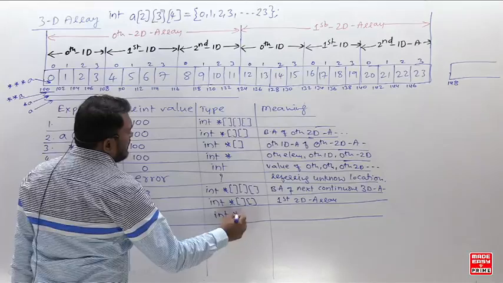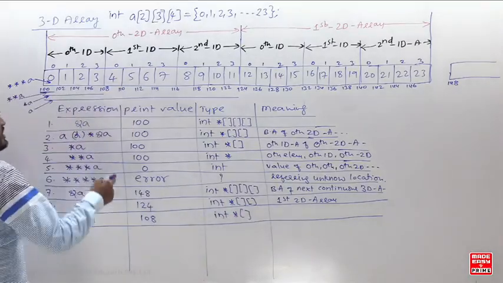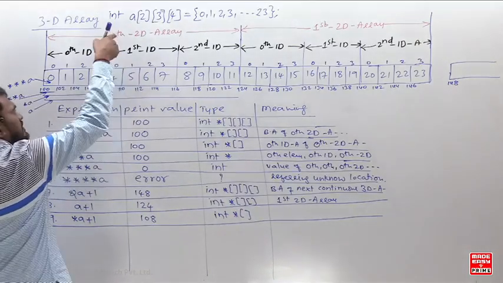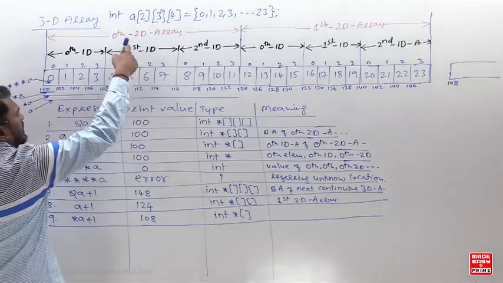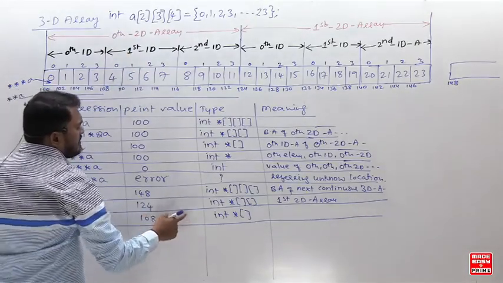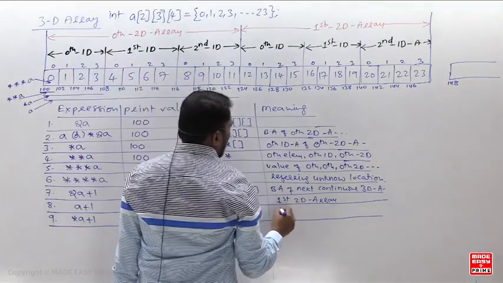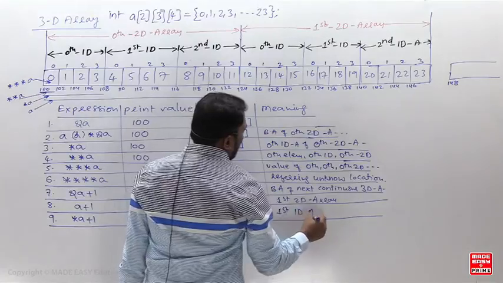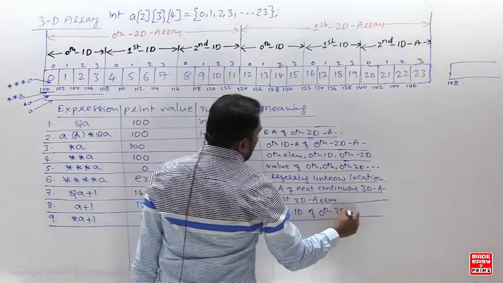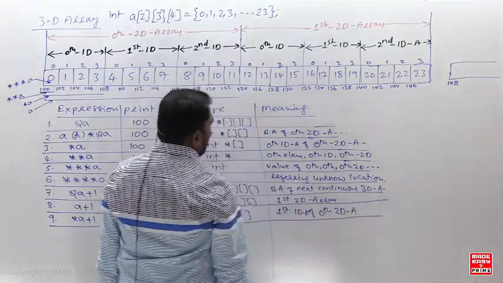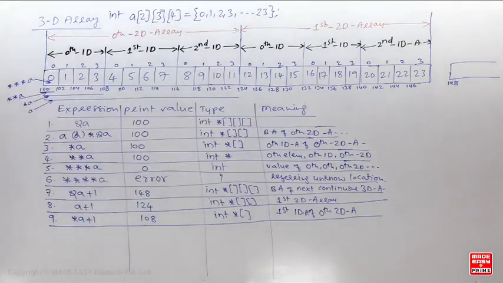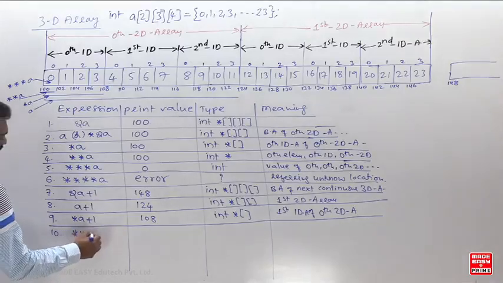It is pointing to the first 1D array. Look here: the first 1D array of the 0th 2D array. So the printed value is 108, and the type is int star. Now tell me the meaning here: it is the base address of the first 1D array of the 0th 2D array. Right. And now tell me double star A plus 1.